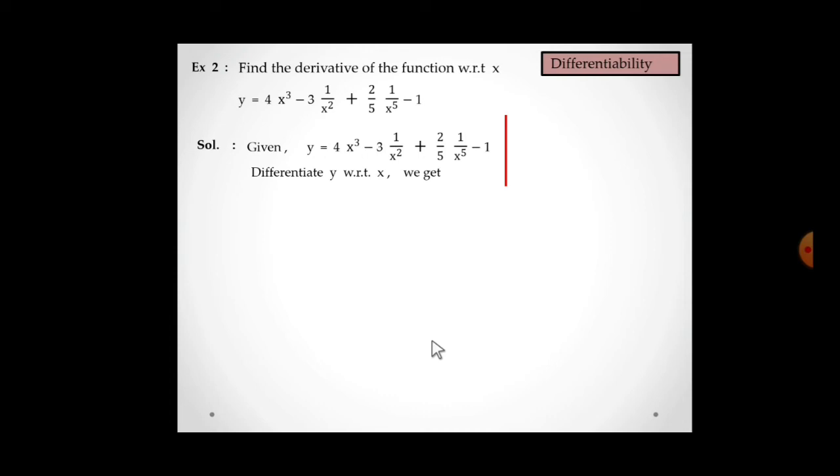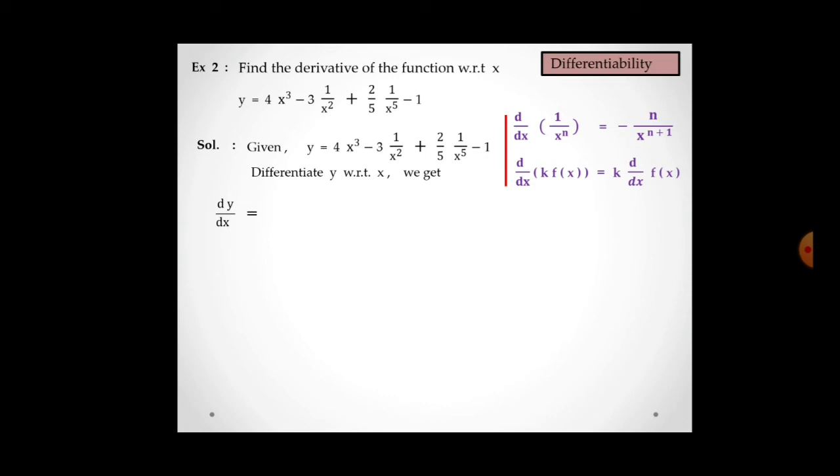In this example I am giving you the formula for 1 upon x raised to n. It is given by minus n divided by x raised to n plus 1, and k into f of x is used as k into d by dx of f of x. So this is the formula used for this example. 1 upon x raised to n, and also x raised to n, I already discussed. Now see how we get dy by dx.